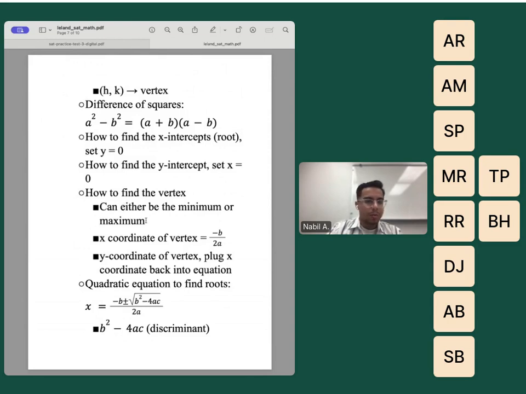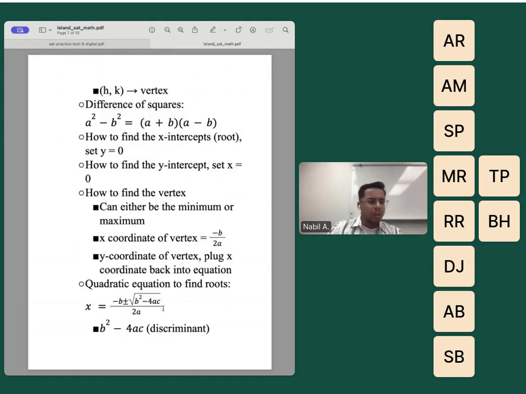Now, for the vertex, it could either be the minimum or maximum. How can we find the x-coordinate of the vertex? We can do this by doing negative b over 2a, and that's the x-coordinate of our vertex. Now, how will we be able to find the y-coordinate of our vertex? Well, we could just plug the x-coordinate that we found earlier back into our equation. If we know our b and our a, that'll just be negative b over 2a, and then we should be able to find our y-coordinate.